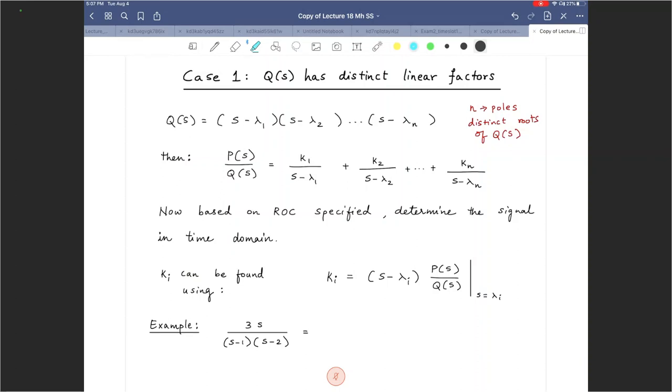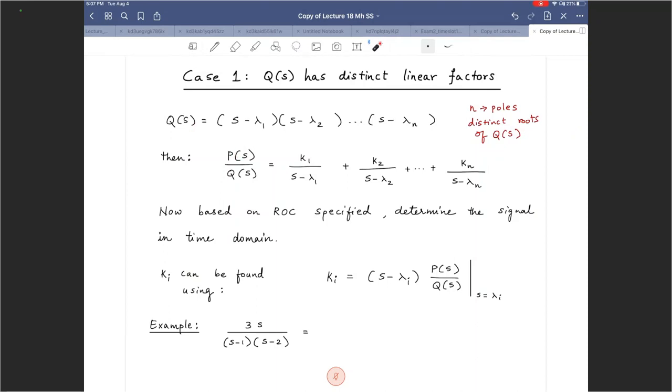Case 1. Q of s, the polynomial in the denominator, has distinct linear factors. So that means that the roots of the denominator are distinct, no overlap, no common roots, no repeated roots. I have everything that is distinct. So that essentially means that Q of s should be able to be factored as s minus lambda sub 1, s minus lambda 2, and so on up to s minus lambda n. In this case, I have n distinct roots of Q of s, n poles for F of s.